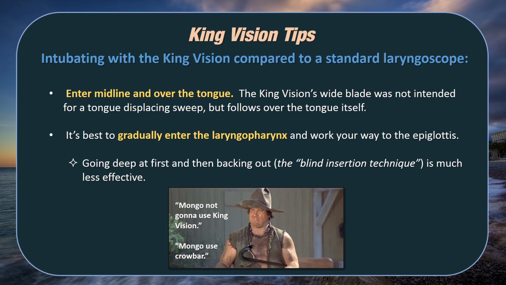in order to displace the tongue and move it out of the way. So it's best to gradually enter the laryngopharynx and work your way to the epiglottis with the King Vision. So it's more of a rotation instead of a blunt force.